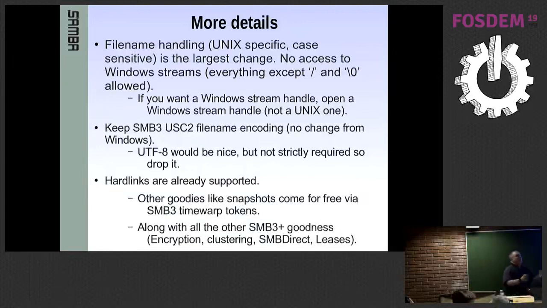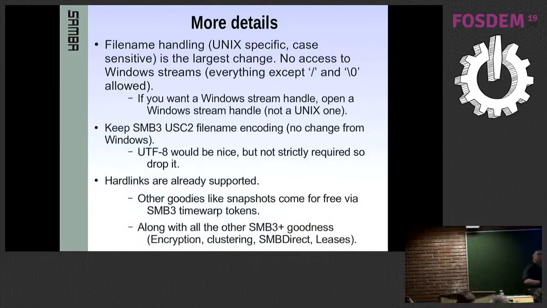So for the Unix to Unix in SMB3, don't expose that. Leave that in Windows hell. Just, if you want a Windows stream, open a Windows handle without a Unix create context on it. Windows uses UCS2 encoding of Unicode, not UTF-8. We were very tempted to say, if you get a Unix create context, the path name must be in UTF-8, just to make our lives easier.